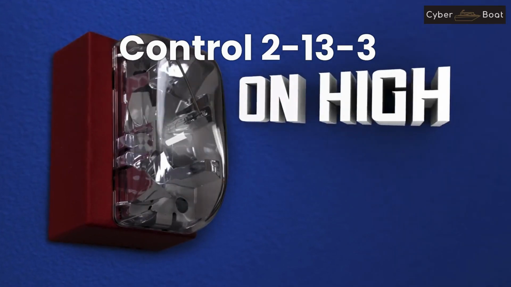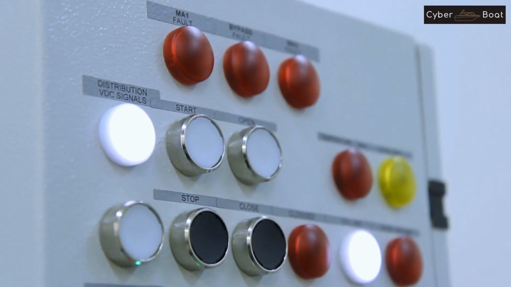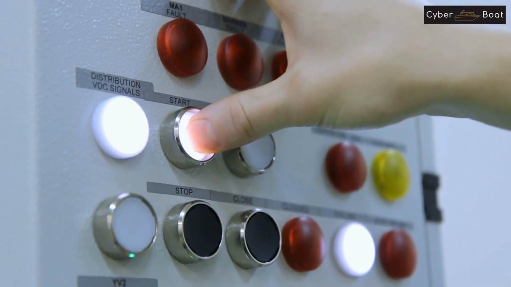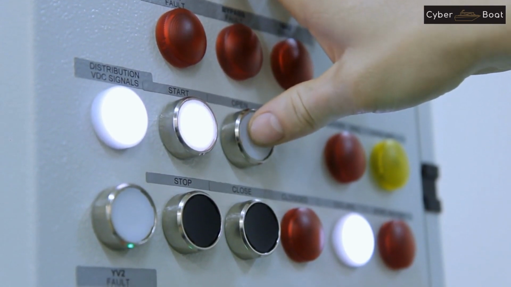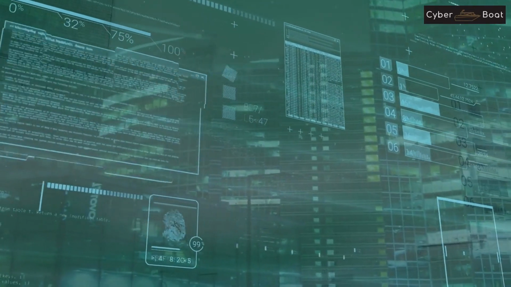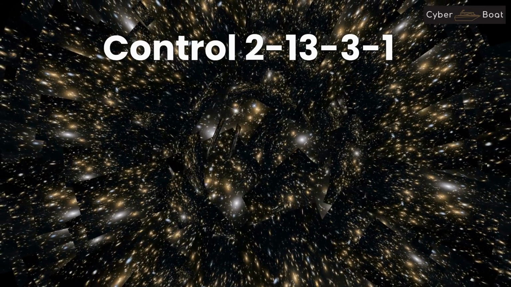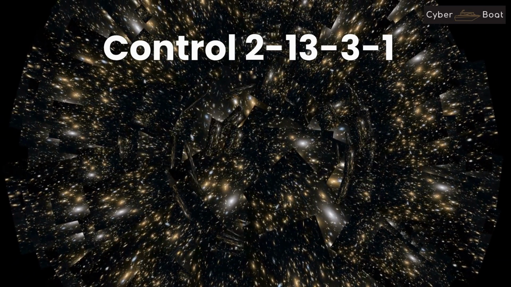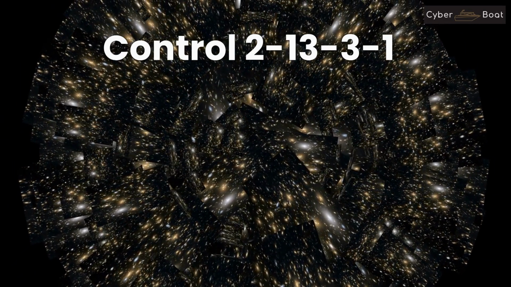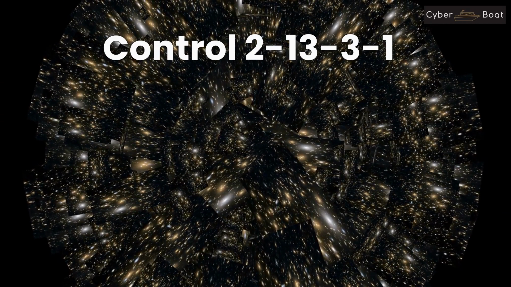Control 2.1.3.3. The third control is to include certain elements in the organization's incident and threat management processes. These elements include Control 2.1.3.3.1. Having incident response plans and escalation procedures in place to handle different types of incidents.